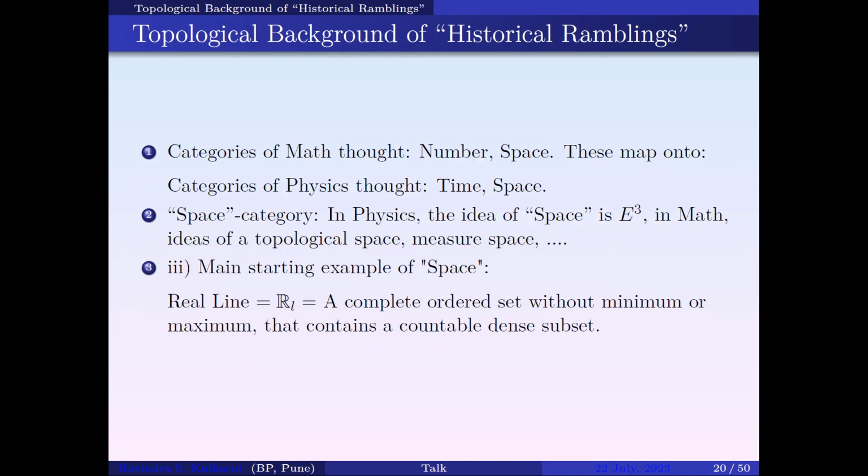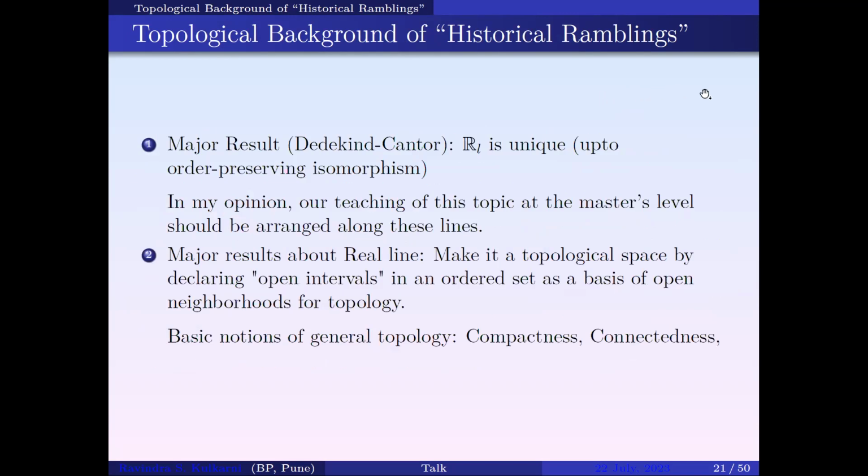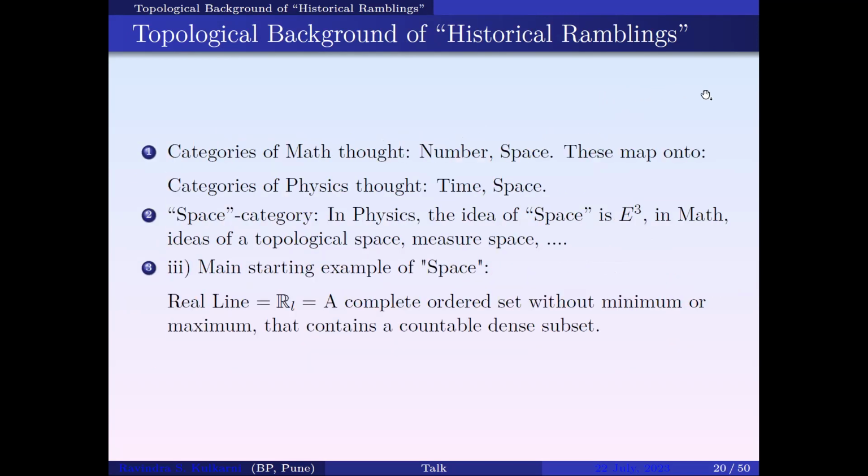let me start. So I give you a topological background of this paper. Let me start with complete generality: the categories of mathematical thought are number and space. And these map neatly onto the categories of physics thought, time and space. Number maps onto time, and space is space. But what do these mean? The space category in physics, the idea of space, is just Euclidean 3-space. In math, the ideas are a topological space, measure space, contact manifolds, etc.